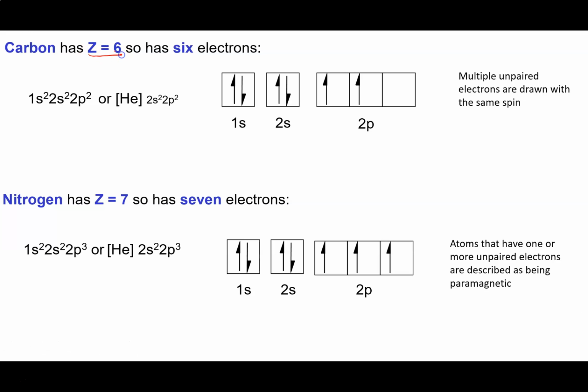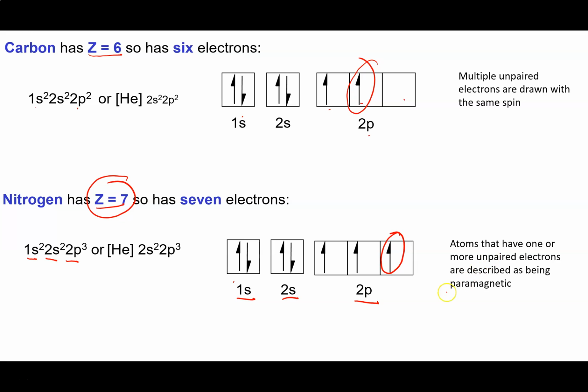Okay, so now we're in carbon, element number 6. So it's got 6 electrons, 1s2, 2s2, 2p2. See, the second electron goes in by itself. So we always put the unpaired electrons in by themselves, spin up. They always go in, all of them go in, spin up, and then the second ones all go in spin down. So nitrogen, 7 electrons, 1s2, 2s2, 2p3. So 1s2, 2s2, 2p3, there's the third one.